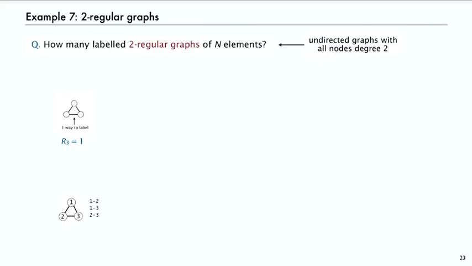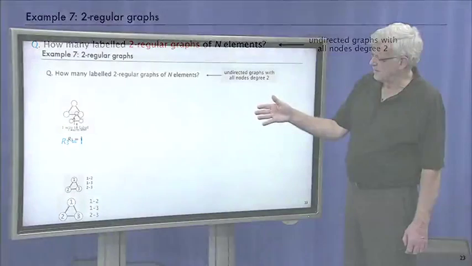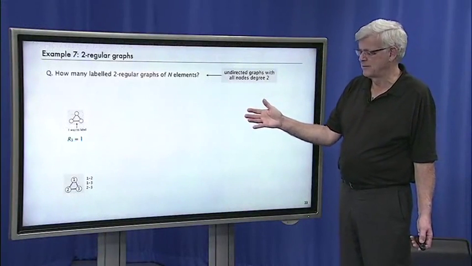It's not any different. So that's down there, at the right, the representation of the graph as a set of edges. If we have an edge from 1 to 2, an edge from 1 to 3, an edge from 2 to 3, then all the nodes have degree 2, and that's the only possibility.